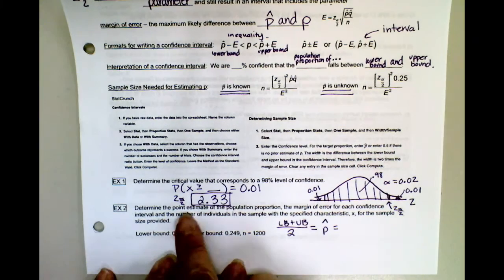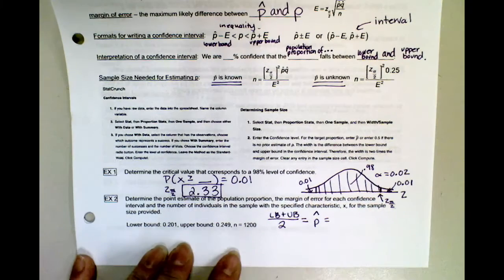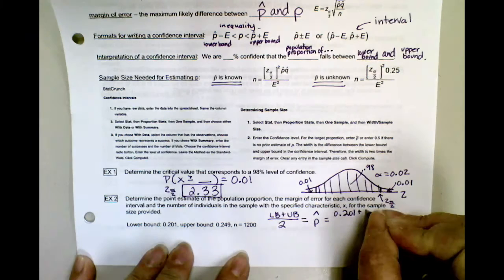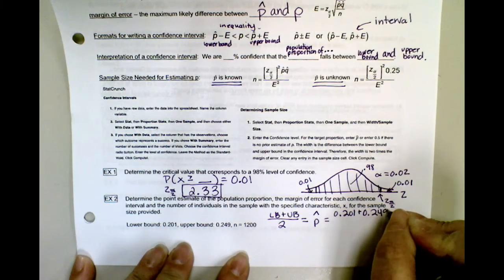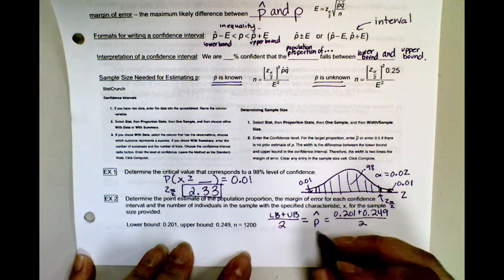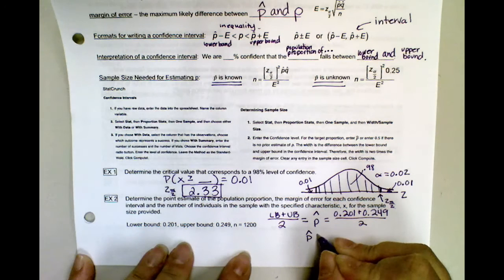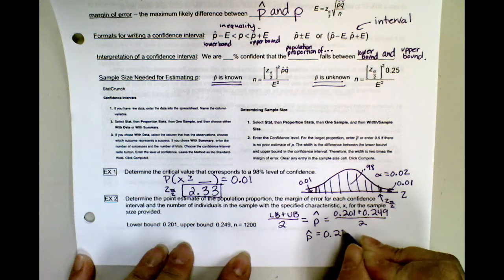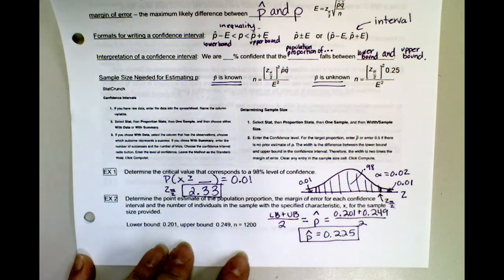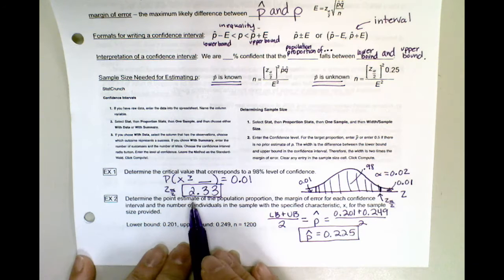It asked me for the point estimate, which is p hat. So in this case, 0.201 plus 0.249 divided by 2. And again, as it said up at the top, we're going to round p hat to 3 decimal places. So p hat is 0.225. So we found one of the things. We found the point estimate.